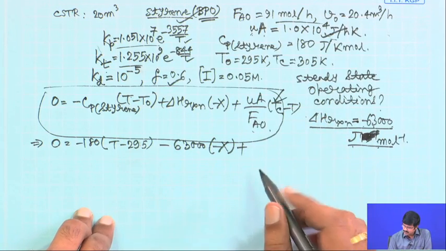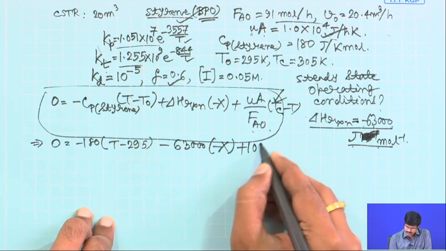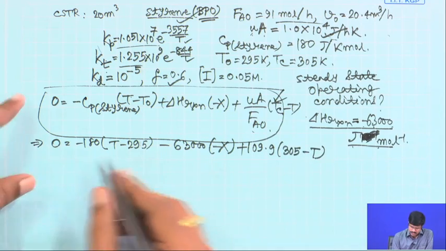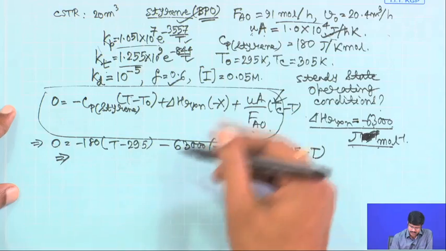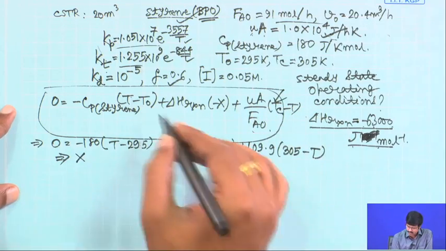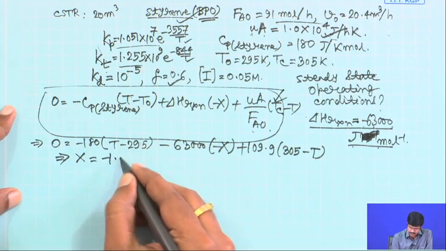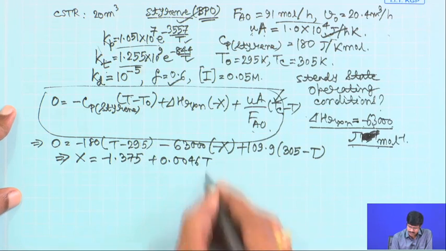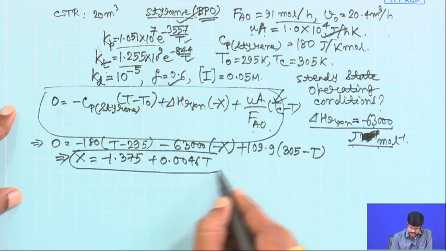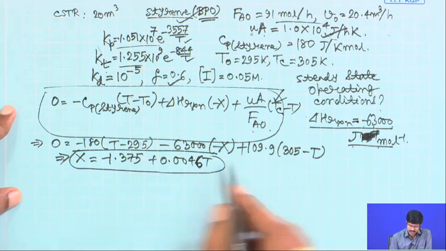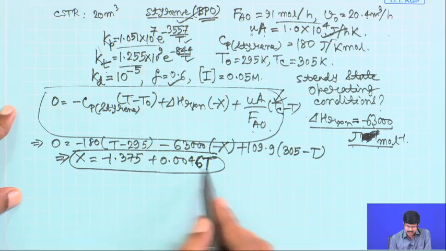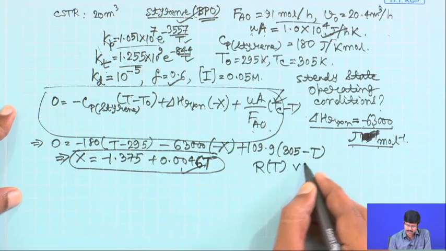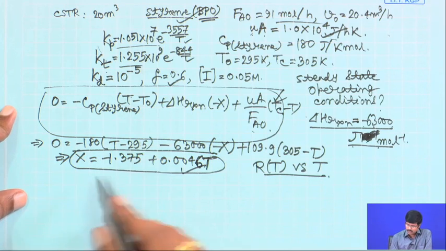So, if you put all these things, then you will get something like this: 109.9 into 305 minus T. According to what I have calculated, I have already worked out the problem, and I do not want to sit and calculate here. So, it is minus 1.375, and of course, you can figure out yourself how the calculations proceed when you look at it with some time in hand. So, as a function of temperature, you have the energy balance equation. This will give you a linear plot, which is basically equivalent to your RT versus T plot. So, this you can plot.